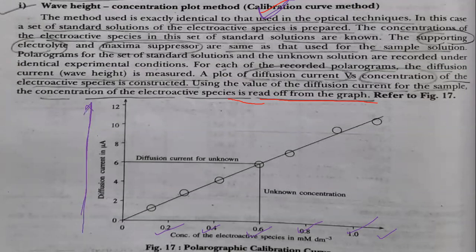Okay, and at the end you have a solution of analyte whose concentration is unknown. What you have to do is just measure the diffusion current for this, and if you find that its diffusion current is 6 microampere, then from here you have to plot a line on the graph.